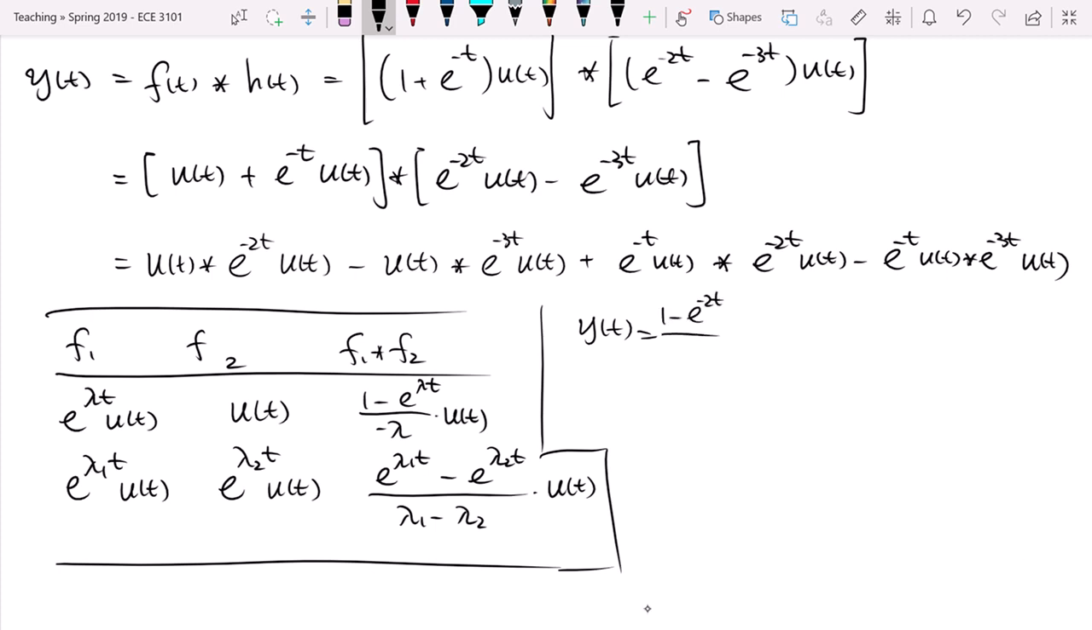And when you plug this into the equation above, you will find out that y of t is equal to, for instance, plug in the first term, and the u(t) there, so it will be 1 minus e to the lambda 2t over minus negative 2, which will be 2, so lambda will be negative 2 here. Times u of t.